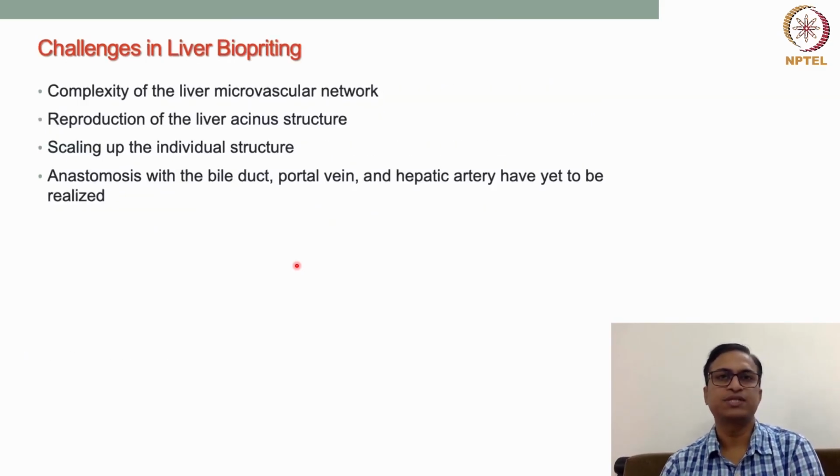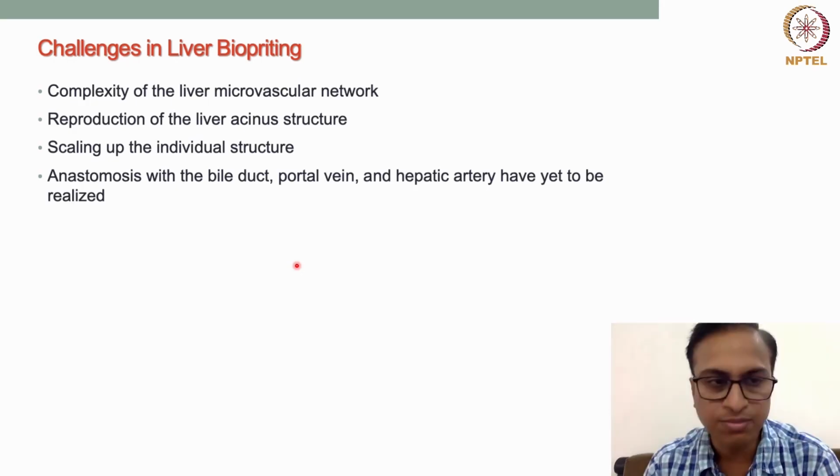So the challenges for liver bioprinting: first, the liver microvascular network is a highly complex vascular network. The liver has this at the microscale first, and then it has a larger network. So we need to create that kind of network. That is the main challenge of liver bioprinting. We need to create that kind of complexity.